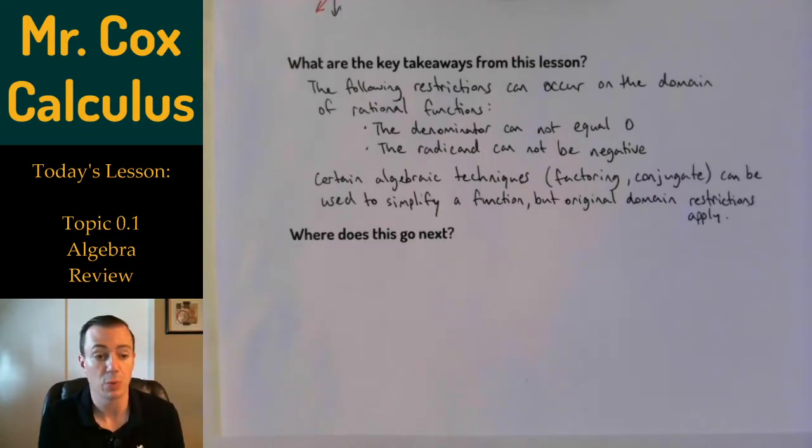And as we saw when we graphed some of these functions, that produces some unique things. It may put a hole in our graph because we still have to have that domain restriction. So know what causes a restriction on the domain, and then know that even if we can do some simplification, that restriction still applies.